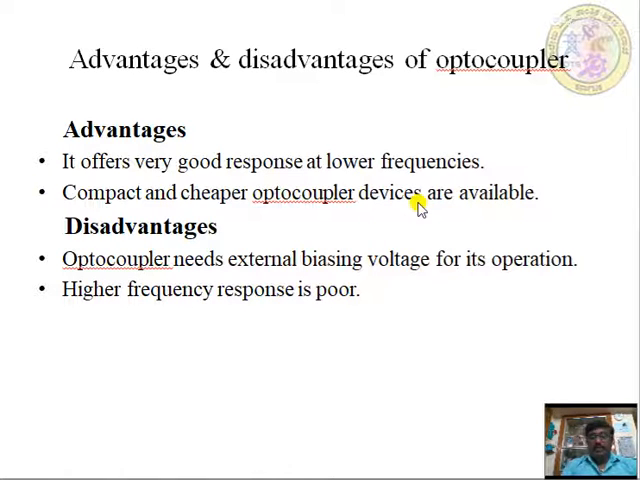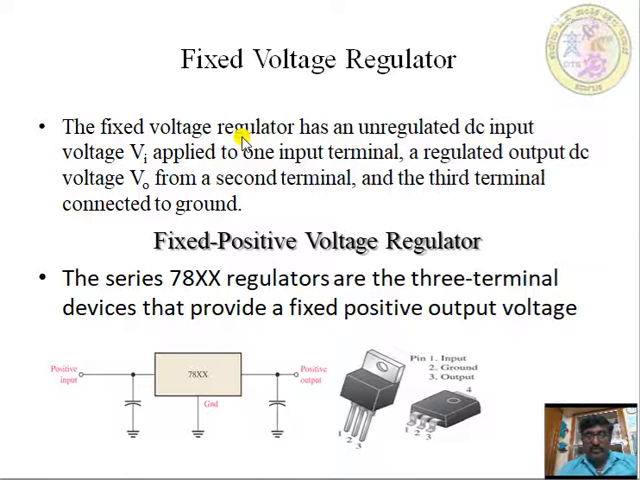Now the advantages and disadvantages of the optocoupler. Advantages: it offers very good response at low frequencies, and compact and cheaper optical devices are available. The disadvantages are that the optocoupler needs an external biasing voltage for its operation, which is the main disadvantage, and the response at high frequency is poor. The frequency response is poor, but it is very good at lower frequencies.